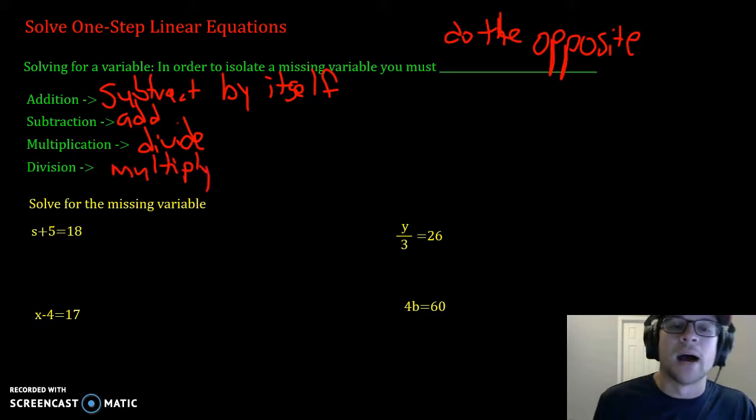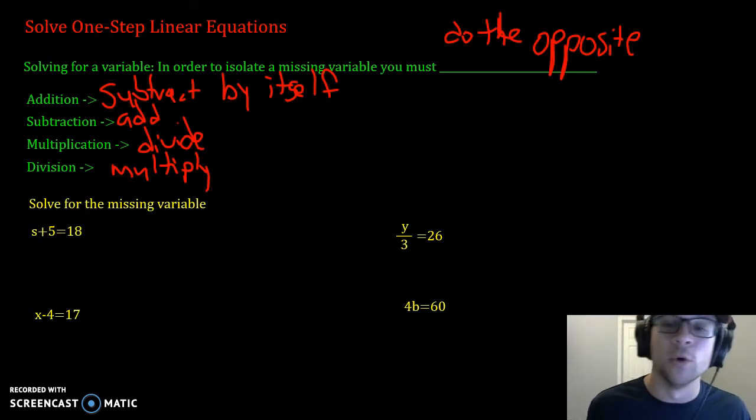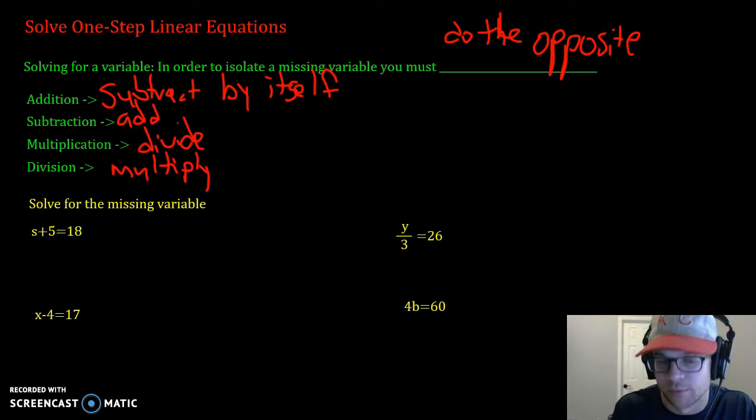So whenever you see that operation with a number and a variable on one side of an equation, you want to move that number over to the other side so that the variable is isolated. That's the operation that you're going to do.